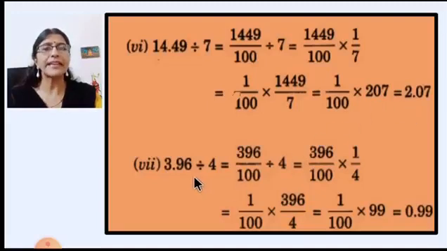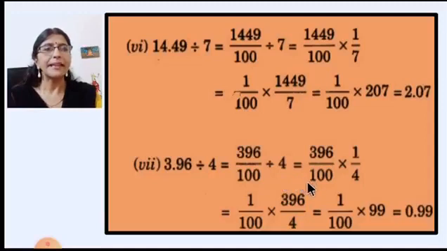Same way we will go to the next question. 3.96 divided by 4. First we will convert this decimal number into fraction. Again 2 decimal places are there. So we'll have to multiply numerator as well as denominator by 100. So here in the denominator 1 is there. 1 into 100, 100. And here the decimal point will be removed. So 396 upon 100 and then divided by 4.